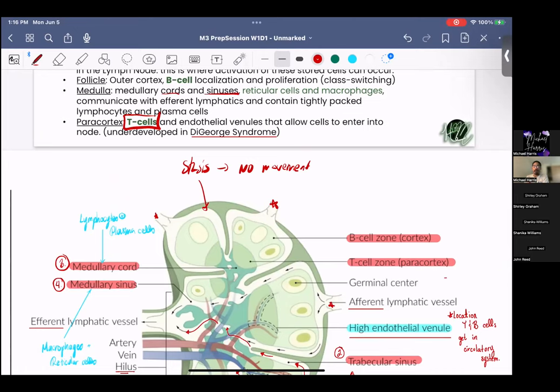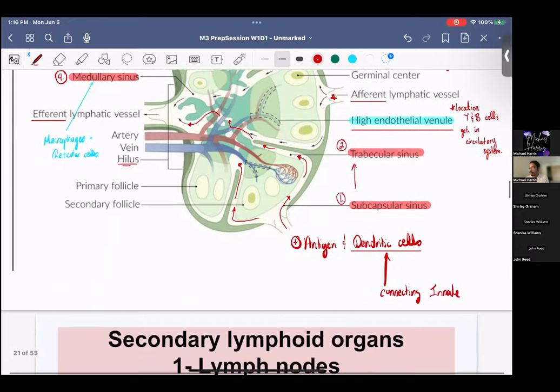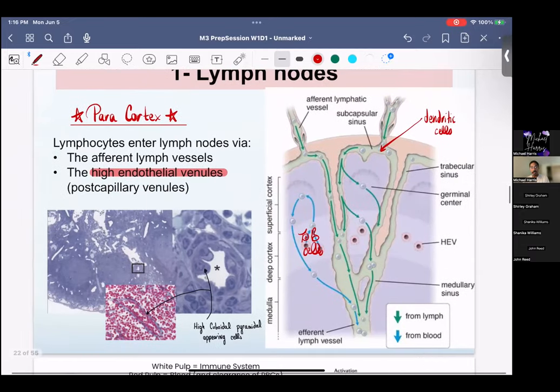Okay? Great. Here is the pericortex, which we talked about already. Here's the image that is a throwback from Med 1, or not Med 1, it's like year 1.